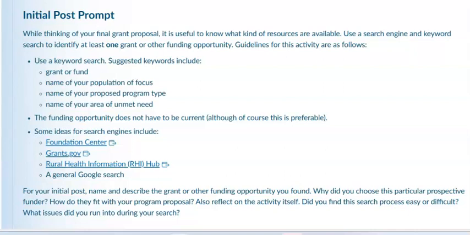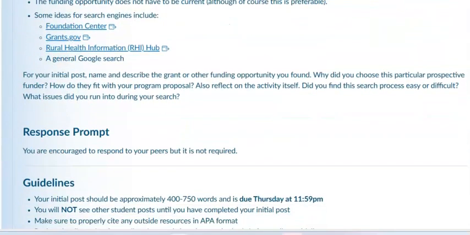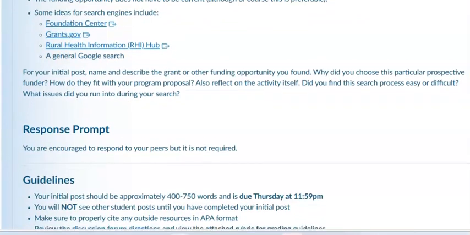And for your initial post, you will name and describe the grant or other funding opportunity you found. Why did you choose this particular prospective funder? How do they fit with your program proposal? And also reflect on the activity itself. Did you find this activity easy or difficult? And what issues, if anything, did you run into during your search?